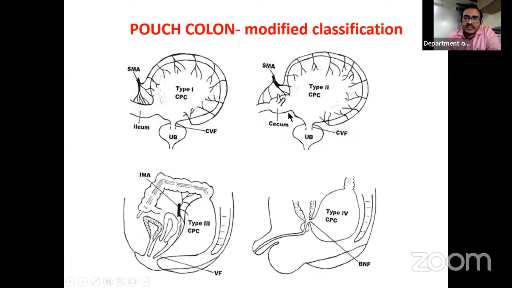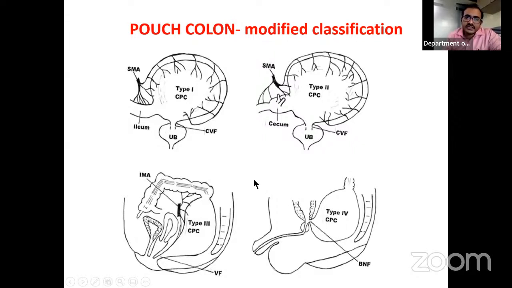Now this is type 2, where some part of the cecum is present. Sometimes they may have two appendices, and the rest of the colon and rectum is converted into pouch. They may have a better prognosis because of a patent ileocecal valve. Type 3 pouch colon is where a considerable length of colon is present, and the rest of the colon and rectum is converted into pouch. They have a better prognosis. Type 4 is where most of the length of colon is normal, and only the terminal part of the colon and rectum is converted into pouch.